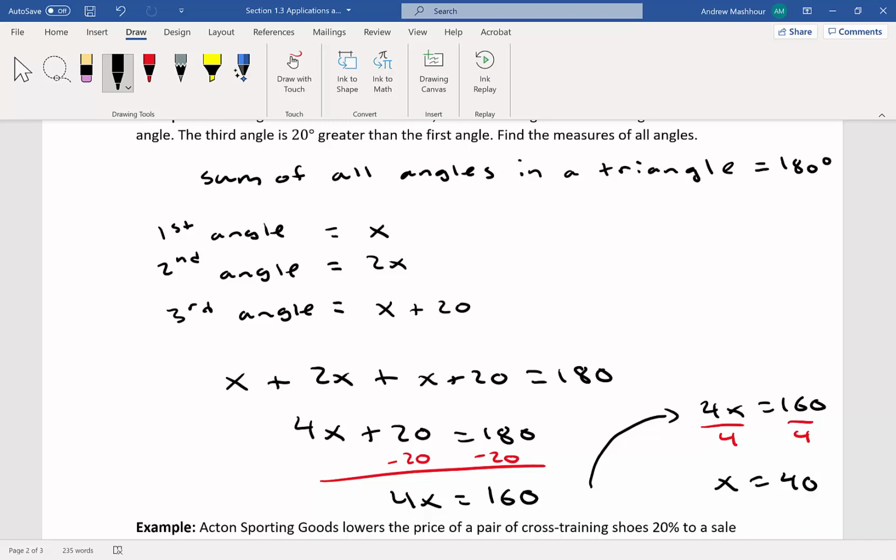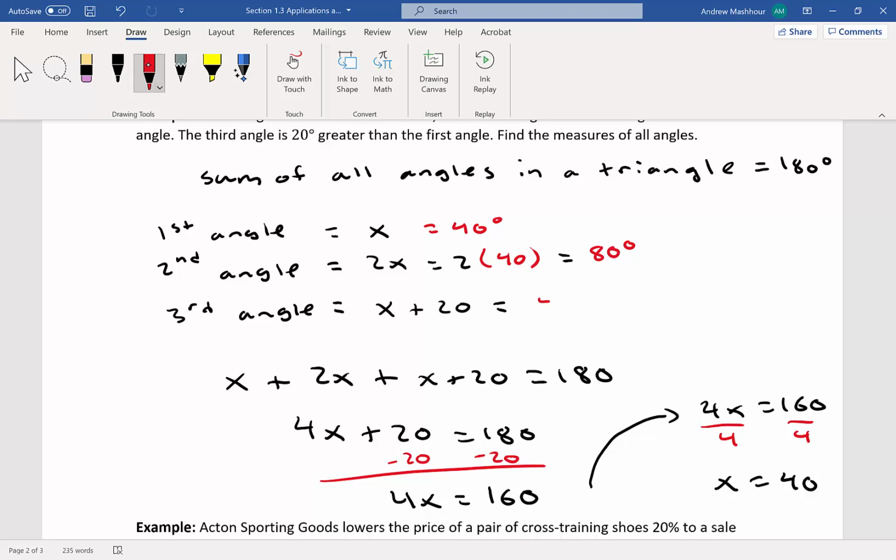Okay. Now x just represents the first angle. So now we still have to figure out what our second angle is and what our third angle is. So what we have to do is go ahead and plug in our x into our expressions over here. And then we can figure out what our second angle is and what our third angle is. Okay, so we know our first angle is 40 degrees. Our second angle has to be 2 times x. Well, we figured out that x is 40. So we have 2 times 40, which gives us 80. So our second angle is 80 degrees.